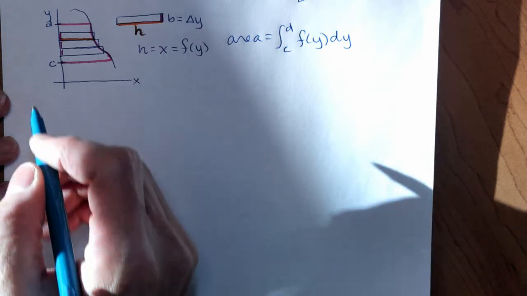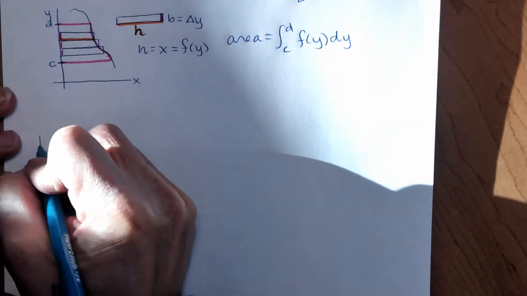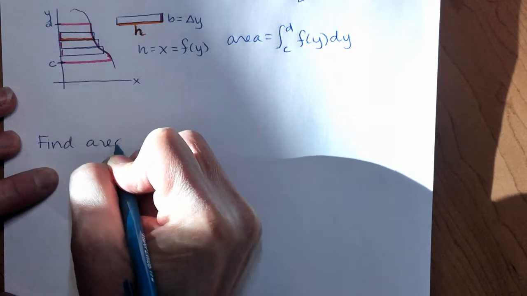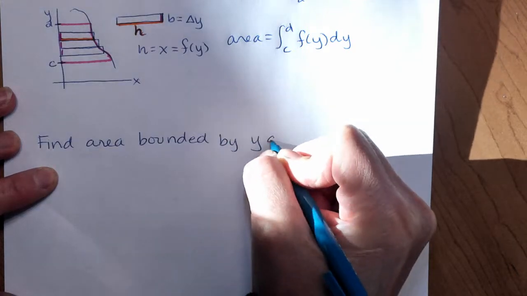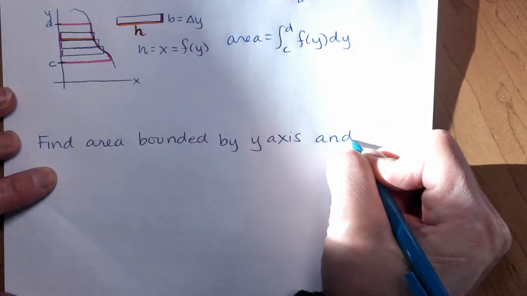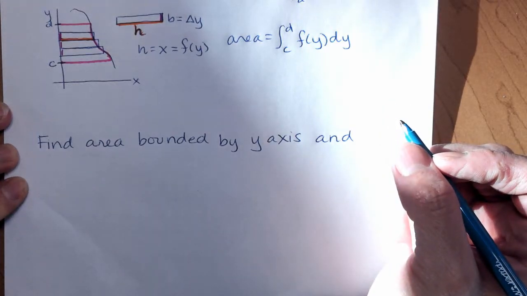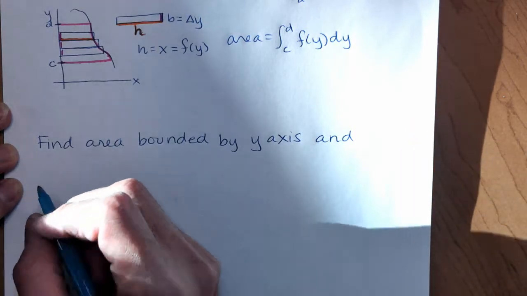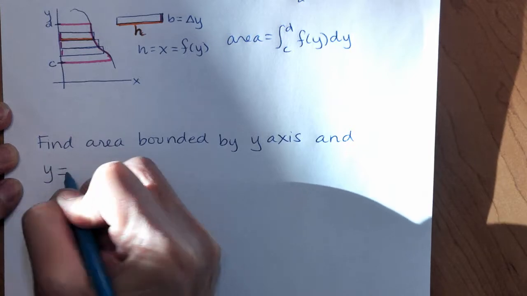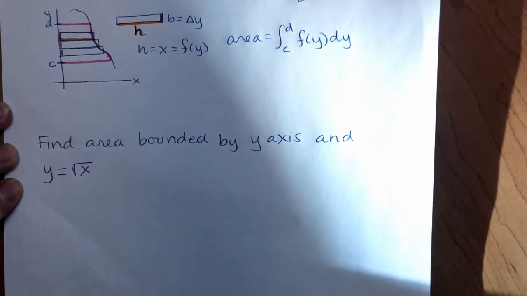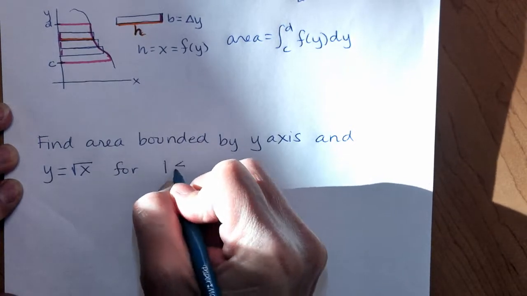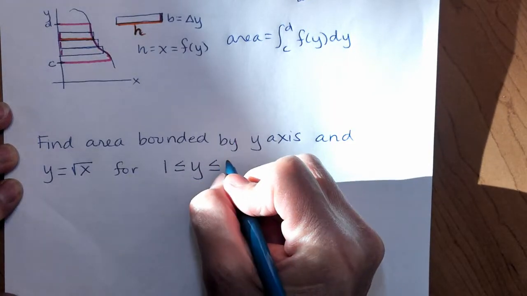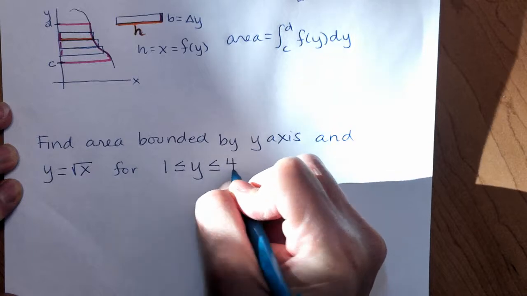Let's find the area bounded by the y-axis and, let's pick a nice function here, let's say y is the square root of x for y from 1 to 4.